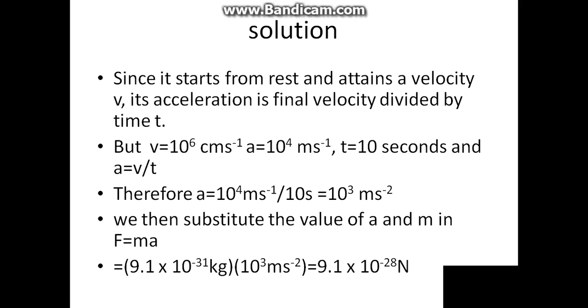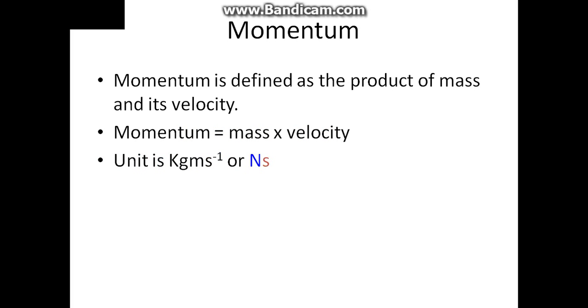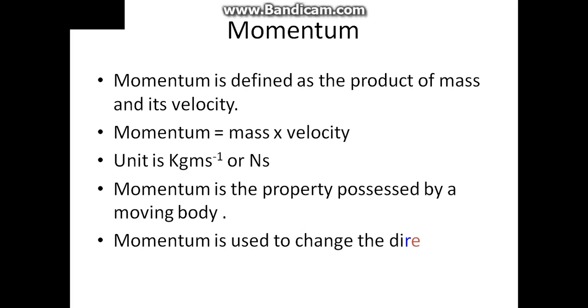Momentum. Momentum is defined as the product of mass and its velocity. Momentum is equal to mass times velocity. The unit is kilogram meters per second or Newton seconds. Momentum is the property possessed by a moving body. Momentum is used to change the direction of the aircraft.